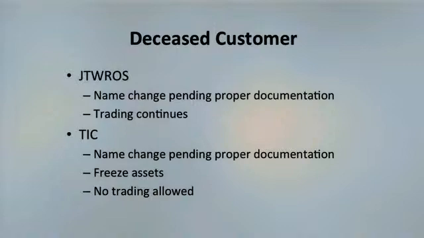What about a joint tenants with right of survivorship, JTWROS? You find out one of the account owners has died. What do you do? Well, you cannot change the name on the account. You can't take the deceased person's name off of the account until you receive proper documentation, which we saw on the previous slide. But trading continues. The person who survives has the authority to continue trading the account.